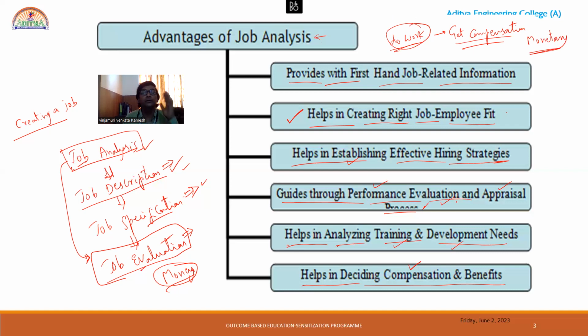That's the point. Say you do some mental work: you identify some policy, you create something, you write something. You write a poem or a lyric and submit it to the film director, and he will give you some money. So it is mental work. Construction laborers do physical work, and they get 1200 rupees or 1000 rupees a day. So like this, either doing the work physically or mentally, you get compensation in the form of money. That is called compensation. That's the point. So job analysis will help you in deciding the compensation and benefits.